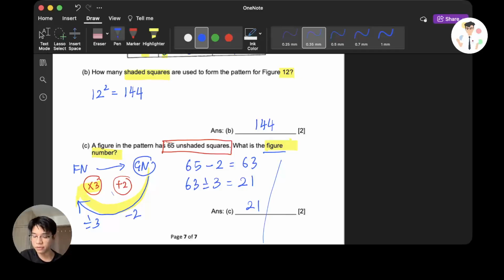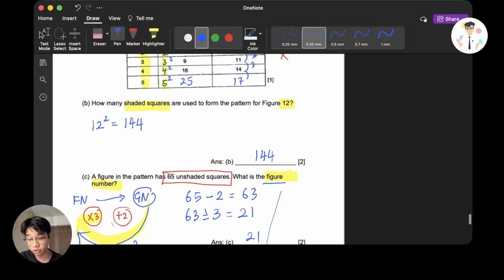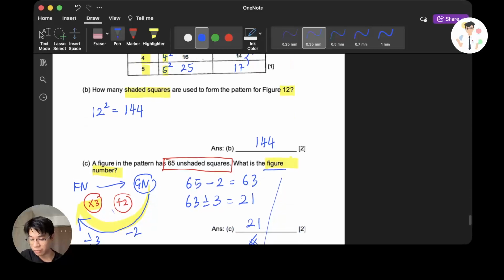Okay? But of course, for some of you that are a bit better in algebra, you know that this basically means 3n plus 2 equal to 65. 3n equal to 63 and n equal to 21. Now this is for some of you that are a bit better with algebra. Yeah, if you want to move on with that way.